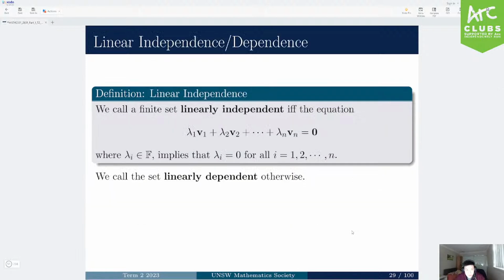The next definition is linear independence. We call a finite set linearly independent if and only if the equation lambda 1 v1 plus lambda 2 v2 plus ... plus lambda n vn equal to 0 implies that all the scalars lambda i are equal to 0. Every time you want to prove a set is linearly independent, you always start with this equation, and you want to somehow prove that the scalars are equal to 0. We call the set linearly dependent otherwise, if this is not true.